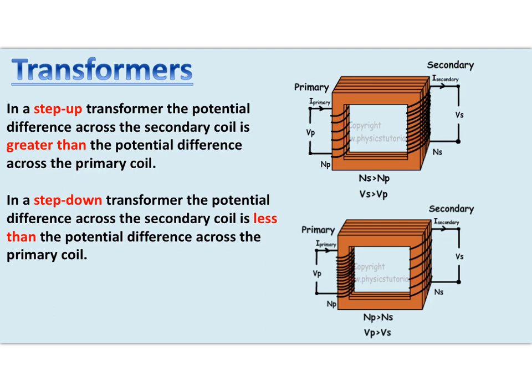A step-down transformer is shown in the bottom part here, so you've got more turns of coil there, small numbers of coil there, and in a step-down transformer, the potential difference across the secondary coil is less, but the current will be greater. And we use step-down transformers, remember, to make electricity safe before it enters our homes.